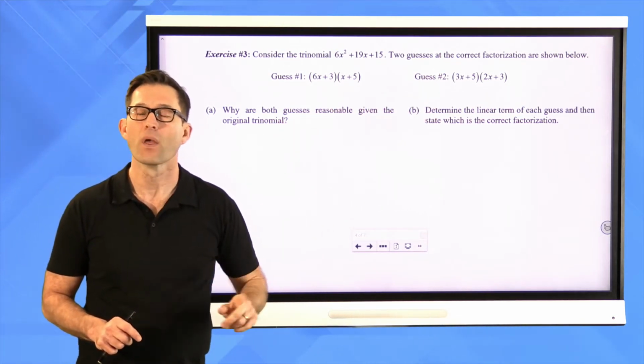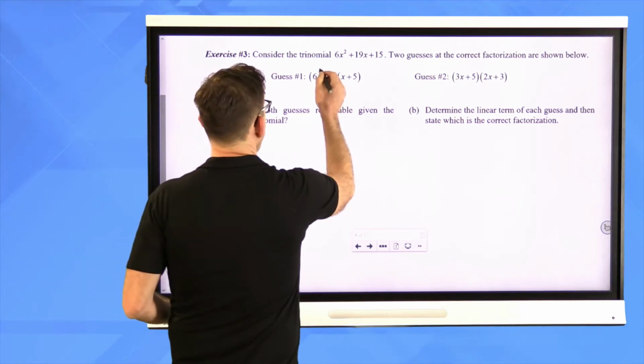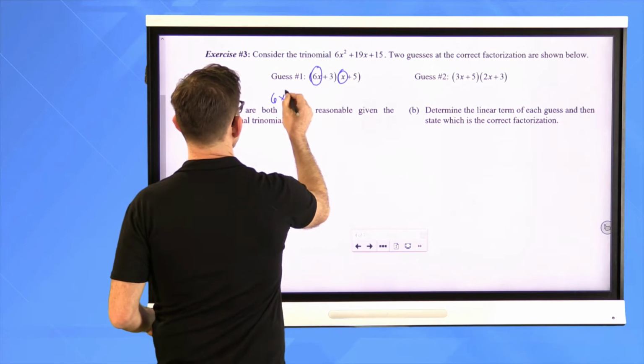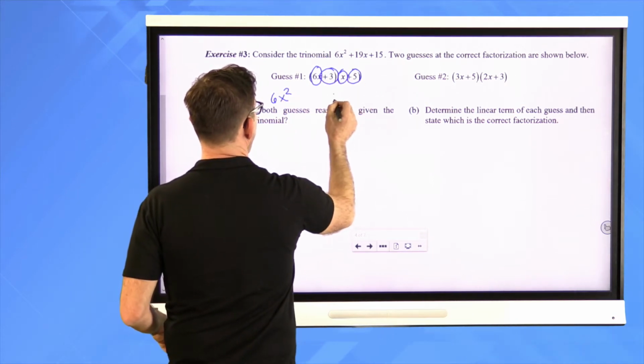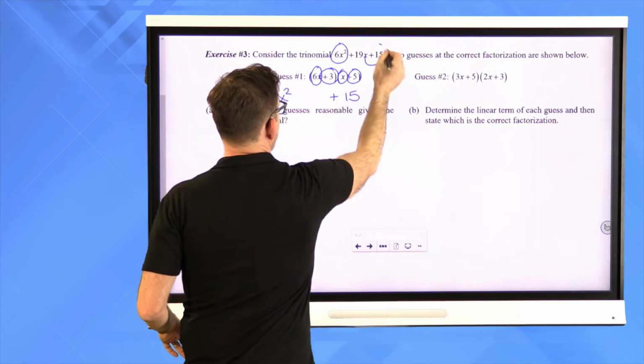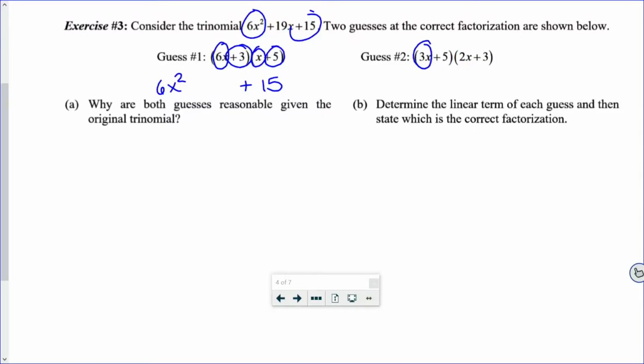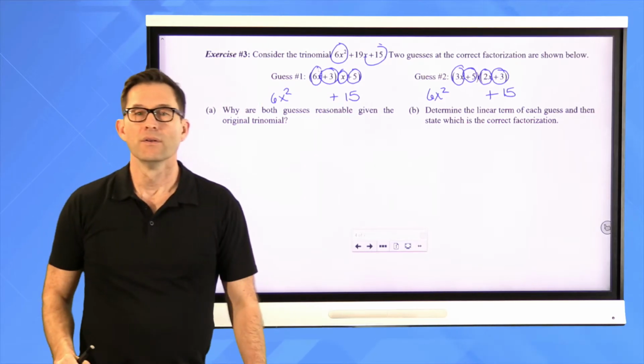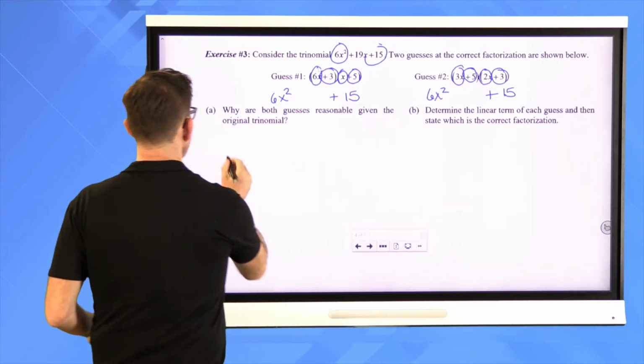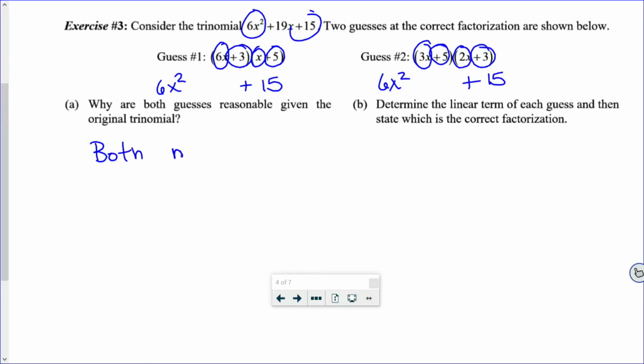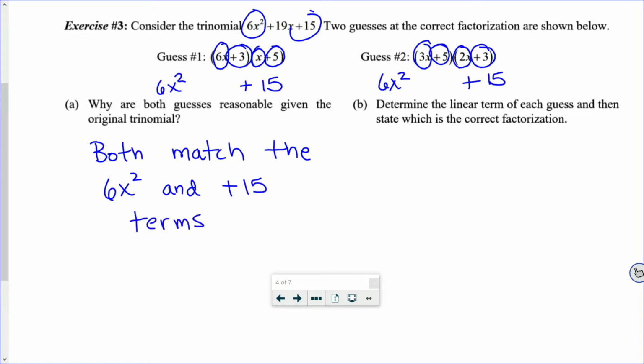Now, why is that? If I did 6x times x, I'd get 6x squared. And if I did 3 times 5, I'd get plus 15. Likewise, if I did 3x times 2x, I'd get 6x squared. And if I did 5 times 3, I'd get plus 15. So in other words, they're both reasonable because both match the 6x squared and the positive 15 terms.